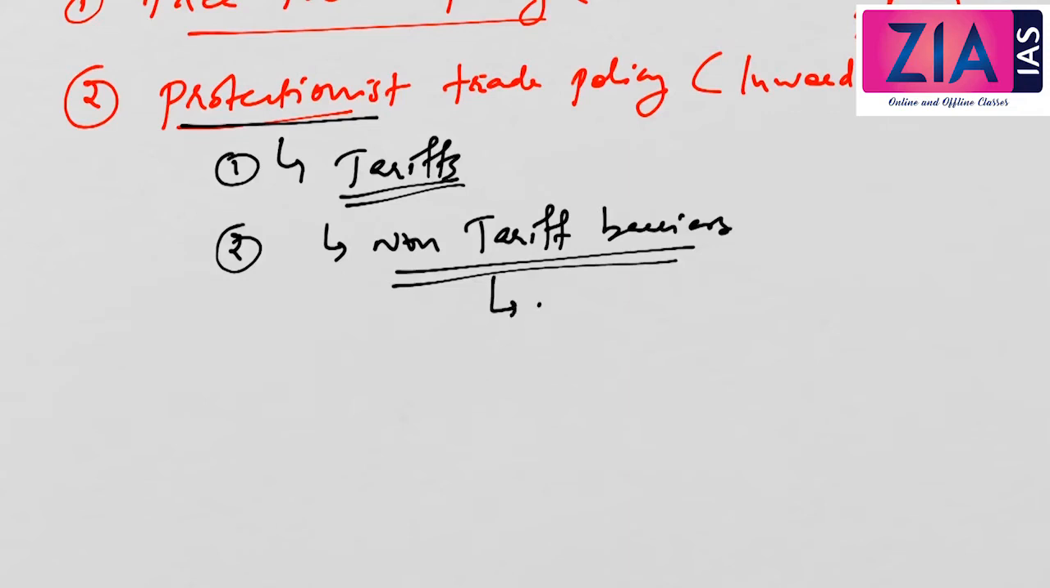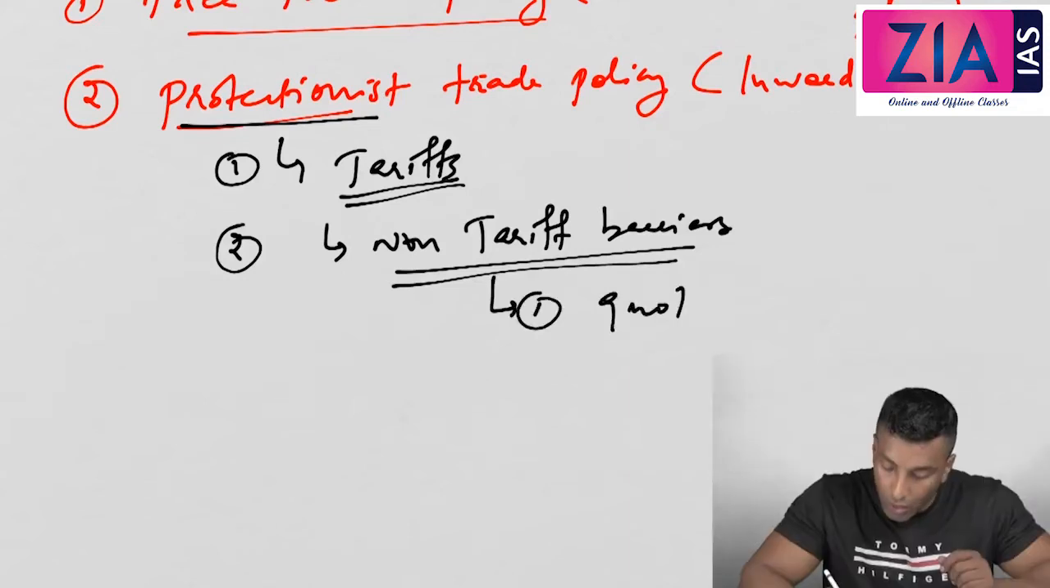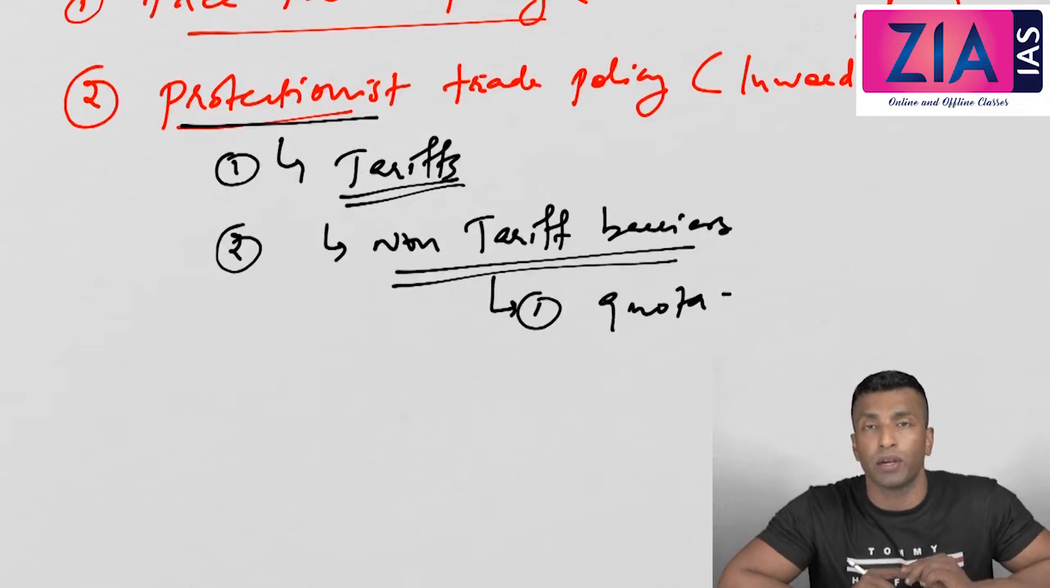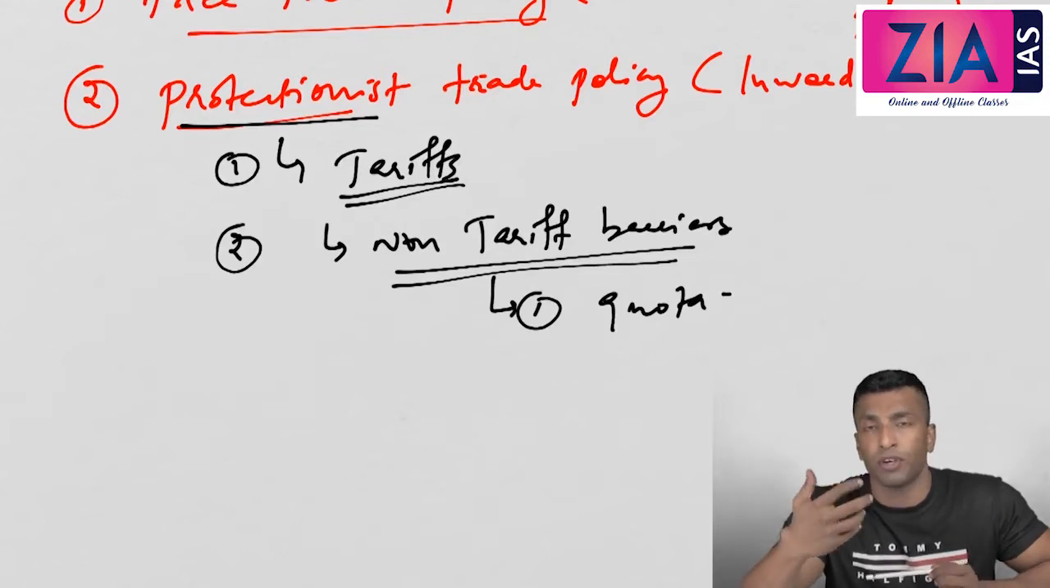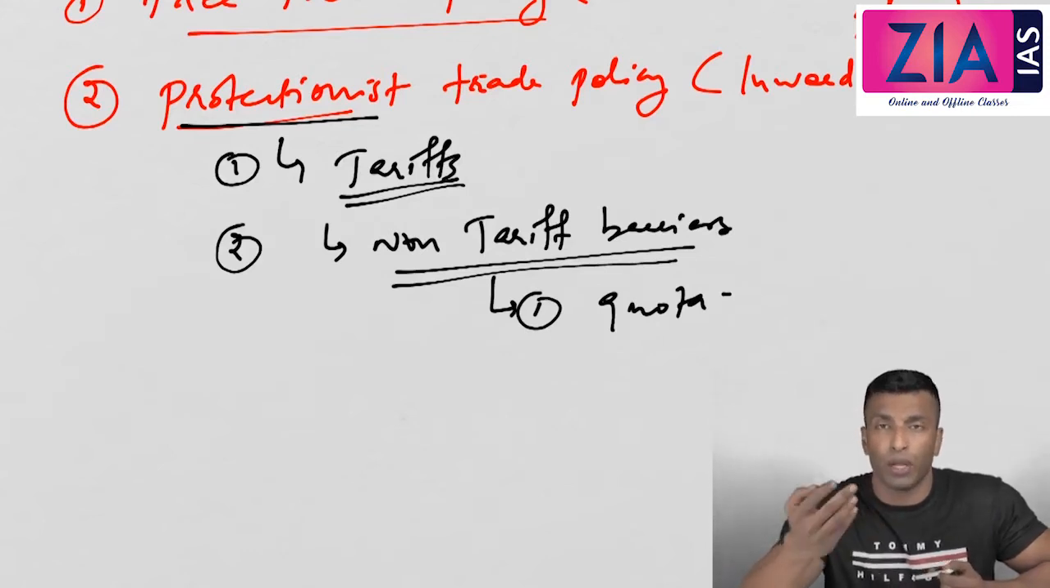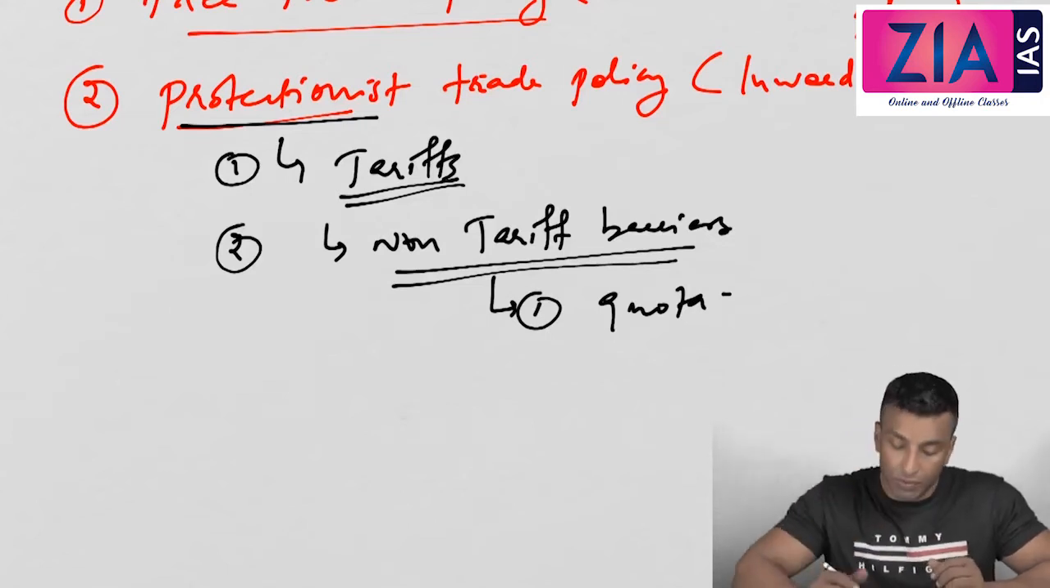Now, what are the examples of non-tariff barriers? You can see examples such as quota. You will be fixing a particular quota on some item. That means it's a quantitative restriction: after a particular point, you cannot import or you cannot export. That is what a quantitative restriction is. That is what quota is. So the quota will be fixed.